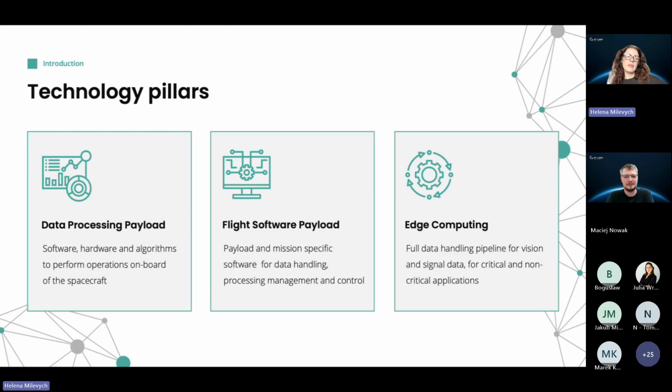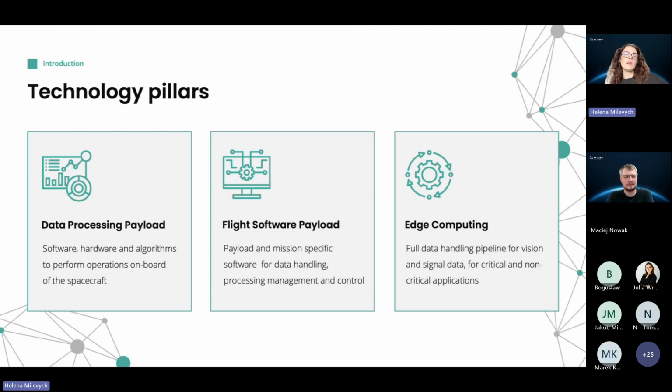Speaking about the technology pillars, everything we do on the project side and on the product side is actually circling around these 3 areas. The first one is data processing payloads. Another one is flight software payloads and edge computing.